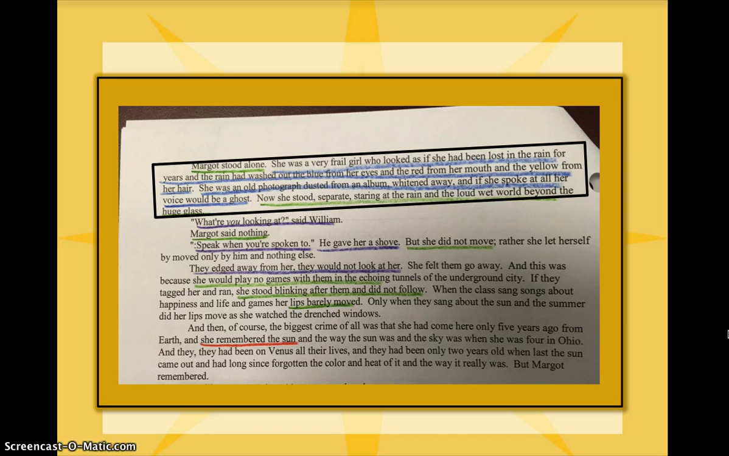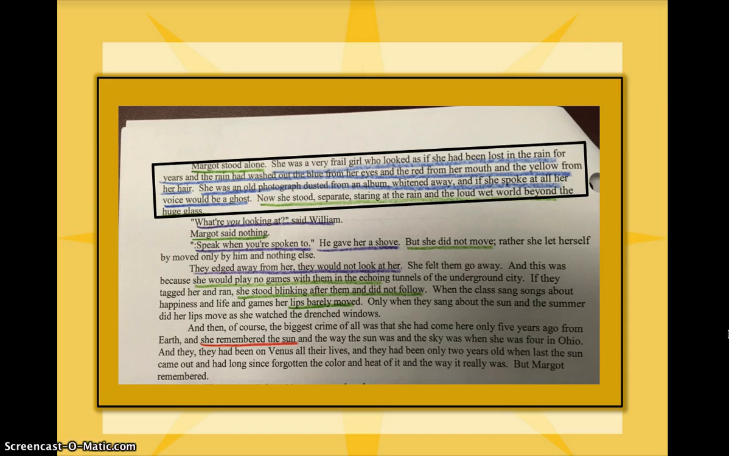It says, "She was a very frail girl who looked as if she had been lost in the rain for years, and the rain had washed out the blue from her eyes, and the red from her mouth, and the yellow from her hair." Ugh, good imagery. "She was an old photograph, dusted from an album, whitened away, and if she spoke at all, her voice would be a ghost."